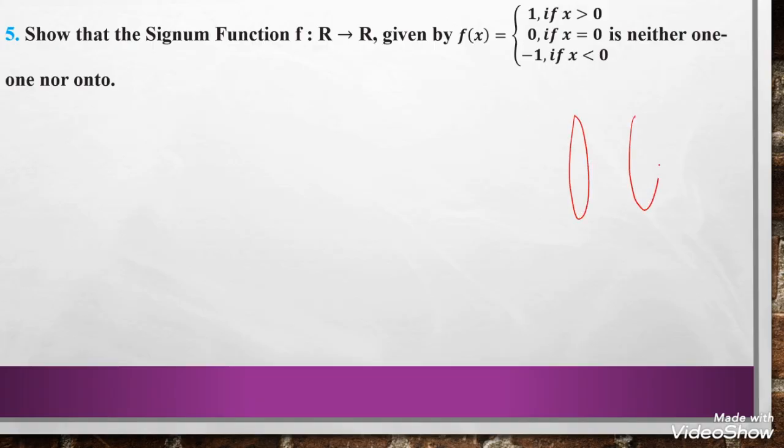So, from real numbers to real numbers, the relation or function exists. So, I will take 0, minus 1, minus 2, minus 3, and so on.